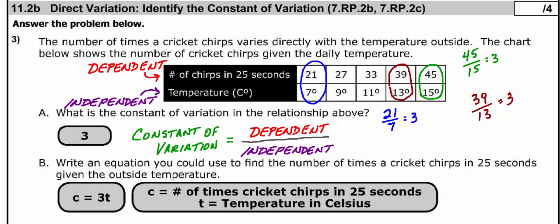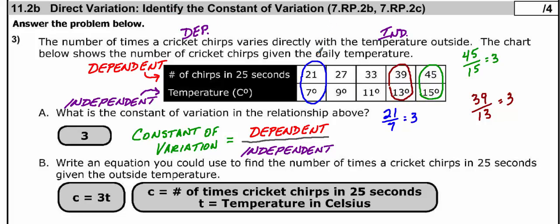Problem number 3. The number of times the cricket chirps varies directly with the temperature outside. Yes, we know. We've talked about this several times. The cricket chirp is the dependent. The temperature is the independent. The temperature controls the chirping. The crickets don't control the temperature.